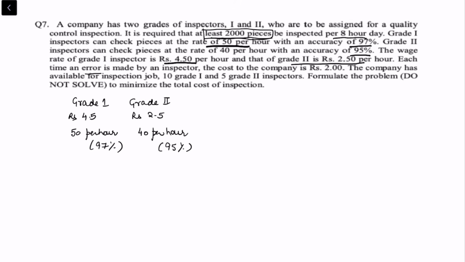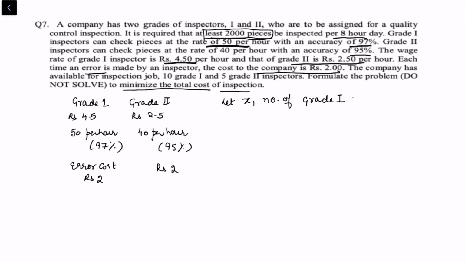Each time an error is made, the cost to the company is rupees 2. So this is error cost, and this is rupees 2 for both the grade inspectors. Formulate the problem, we do not want to solve, so as to minimize the total cost of the inspection. So for this one, I will take the decision variable as let x1 be the number of grade 1 inspectors, and x2 is the number of grade 2 inspectors.